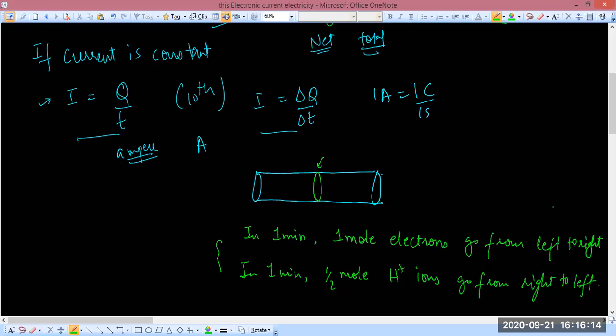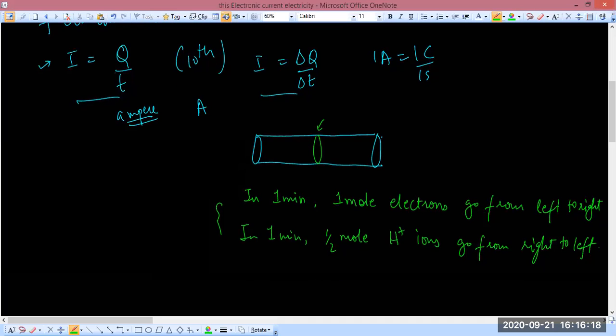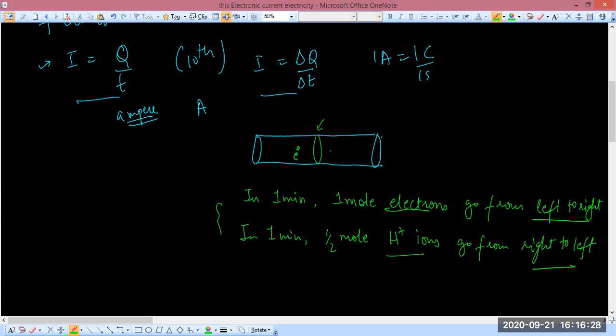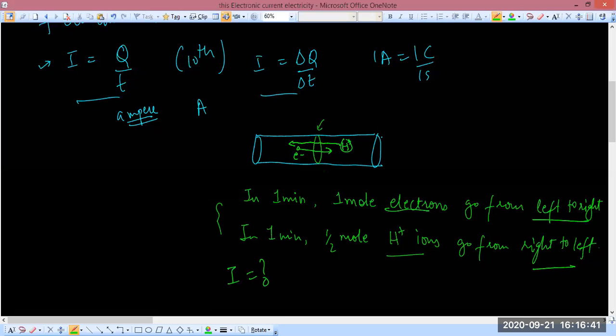All right, let's say that in that 1 minute, half mole of H plus ions go from right to left. Okay, so there are four things here, pay attention. What is given? Electrons are going from left to right, and H plus, meaning protons, are going from right to left. Then how much is the current flowing through this cross section?